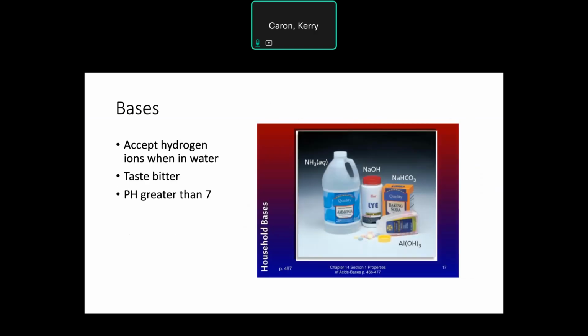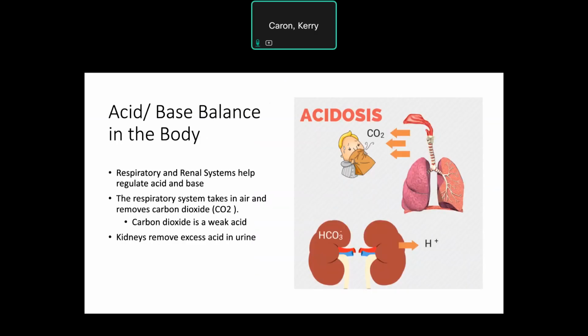Bases accept hydrogen ions. They taste bitter and they have a pH of greater than 7. So there's your antacids. Baking soda is basic. Okay. An acid-base balance in the body, real quickly, the respiratory and renal or kidney systems help us regulate. Remember, we go back to homeostasis.